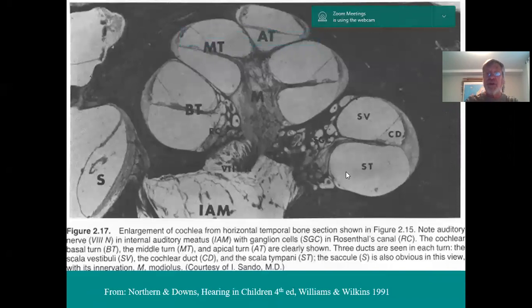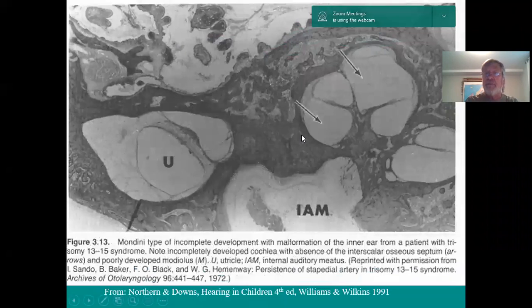Okay, so you can see scala vestibuli, scala tympani, and they call this CD. It means cochlear duct, otherwise known as scala media. Okay, where the hair cells are. Scala media. And notice again how it gets wider as you get toward the apex, all of that stuff. So this is a normal cochlea. All right, but here is a picture of someone with Mondini. It doesn't have all 2.5 turns. So this person will have quite a hearing loss.